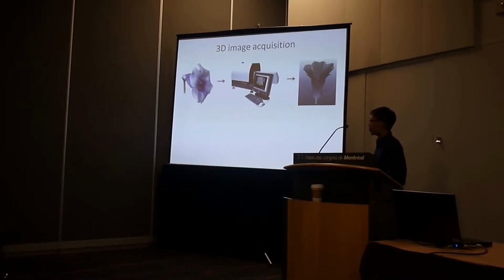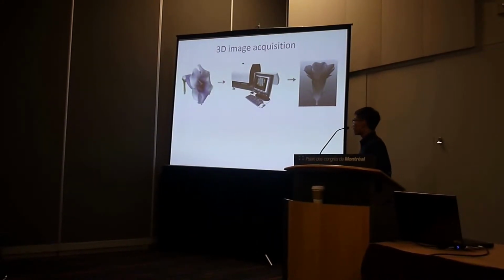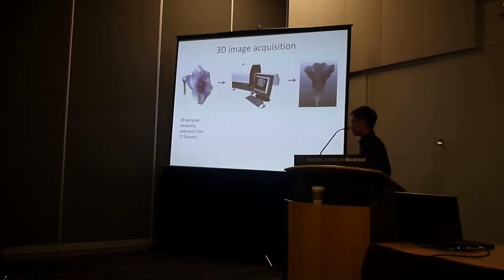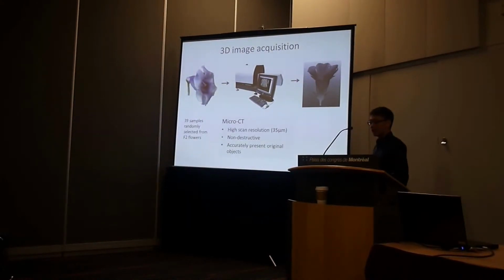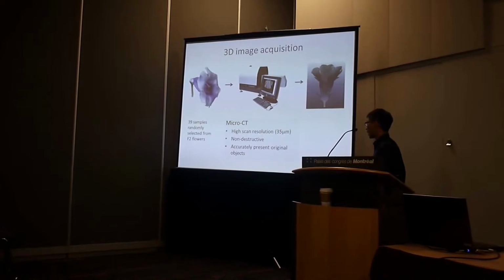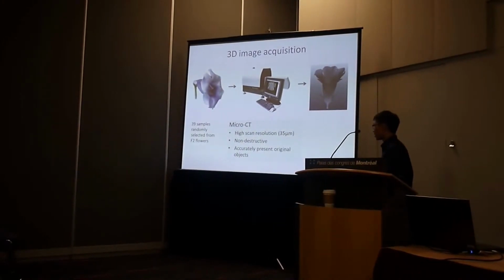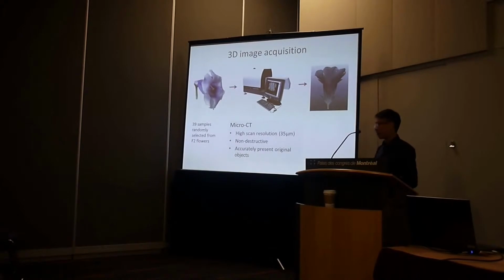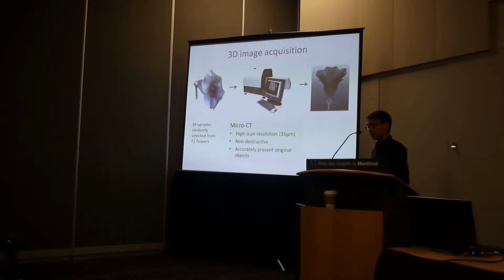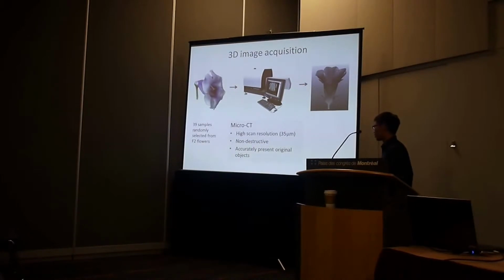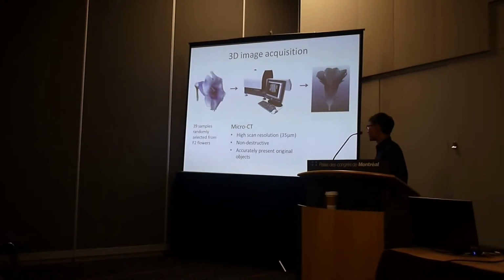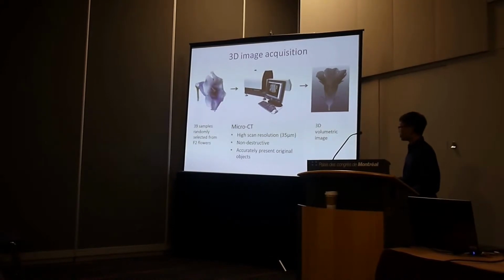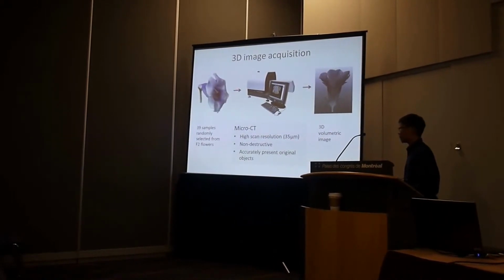This slide shows how we get our 3D floral images. 39 samples randomly selected from F2 flowers were used for scanning. And we chose micro-CT as the scanning equipment. The advantages of micro-CT include high scan resolution. We use 35 micrometer scan resolution, which is high enough for shape analysis, and it is non-destructive. And also, the images from micro-CT can accurately present original objects without distortion effects. The right picture shows the 3D volumetric images from micro-CT.